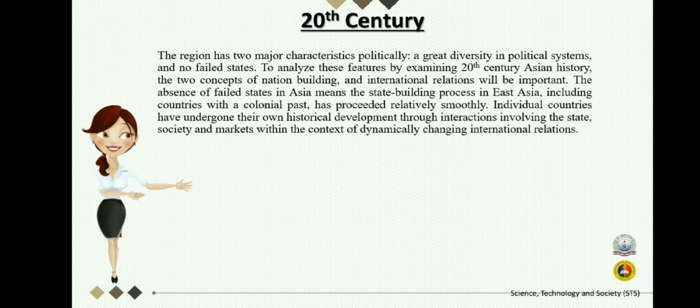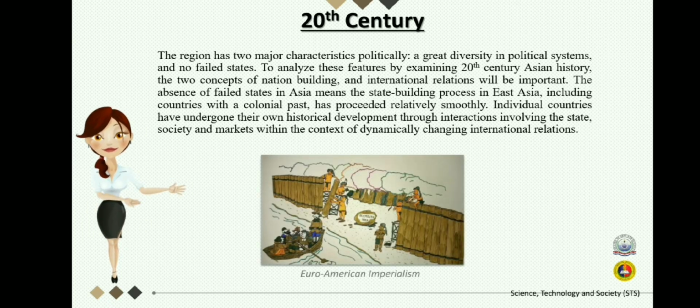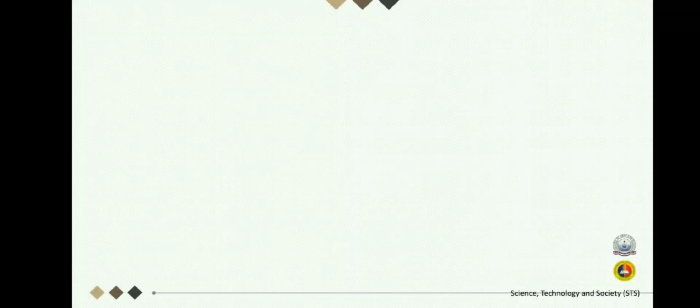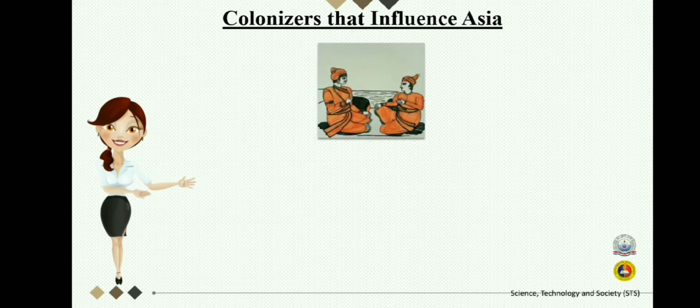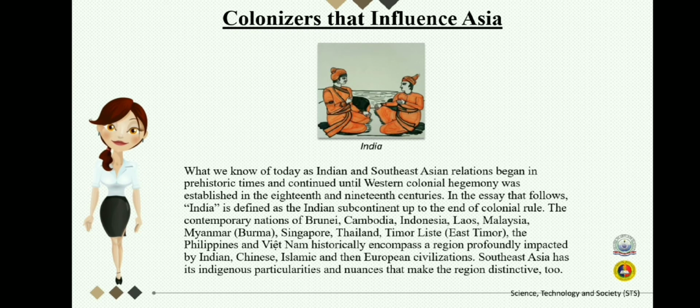Individual countries have undergone their own historical development through interactions involving the state, society and markets within the context of dynamically changing international relations. This is the picture of Euro-American imperialism. Colonizers that influence Asia. The picture shows the Indian people.